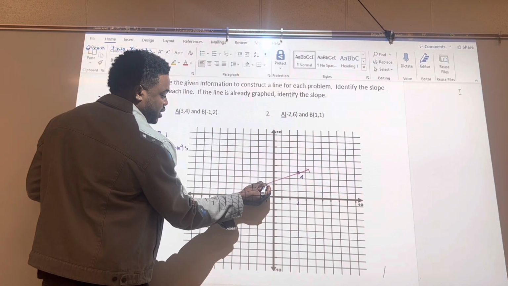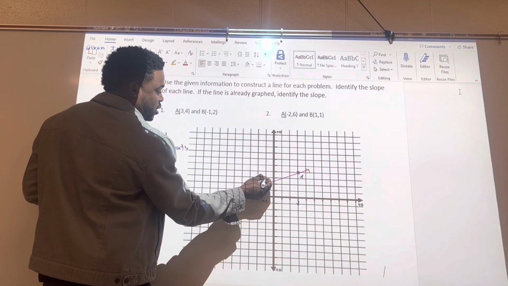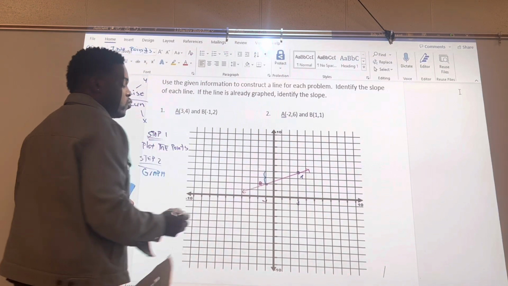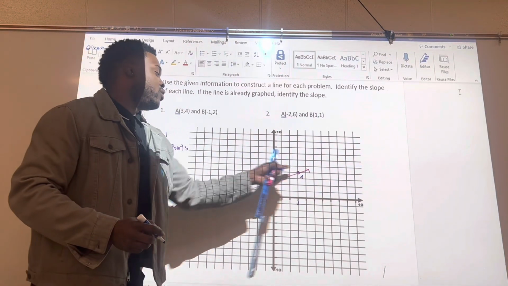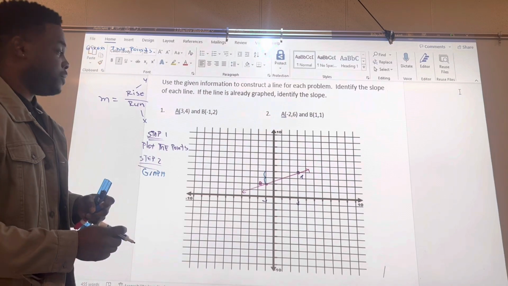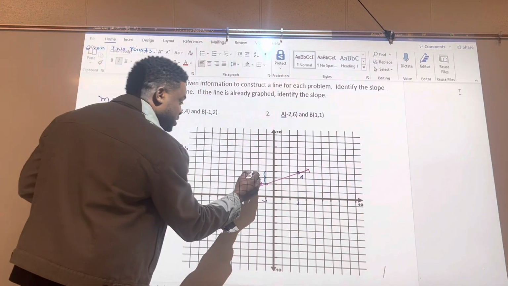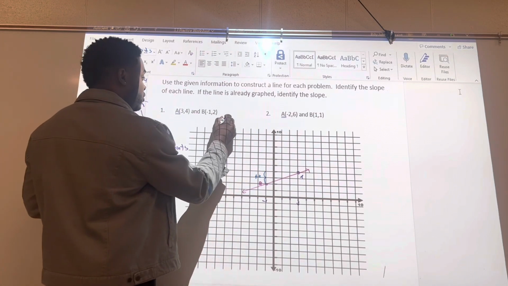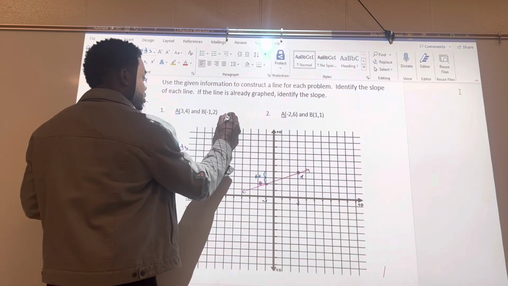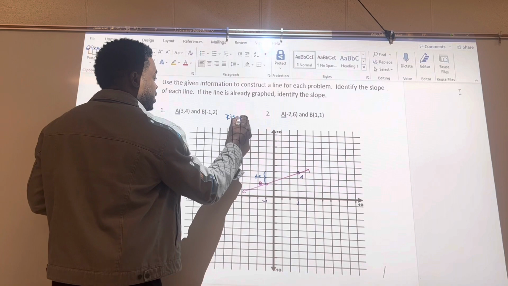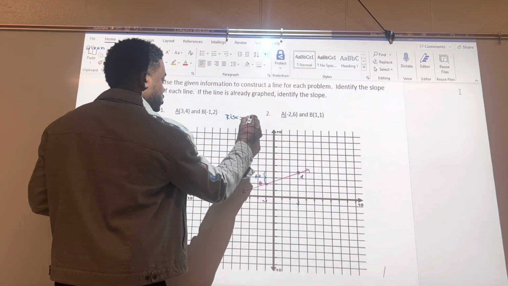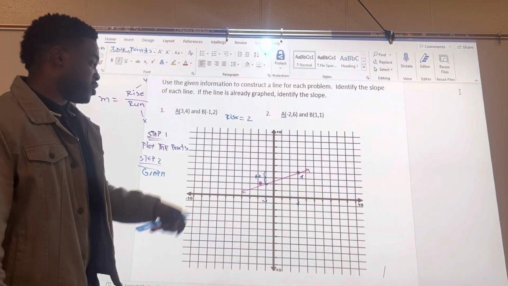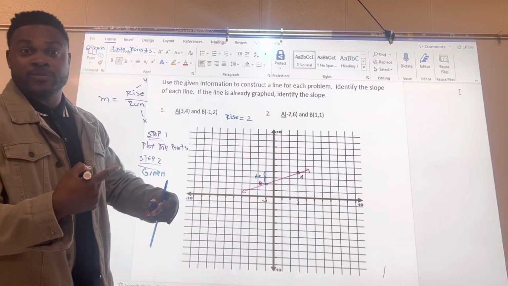So we're saying that this is 1 unit. We're rising over here. How many units do we rise in order to get on the same line as A? We rise positive 2 units. So which means that my rise is equal to 2. I just rise 2. Now I need to run.